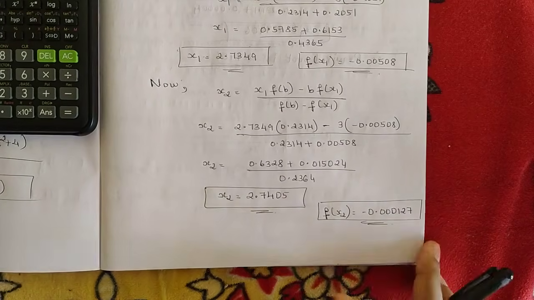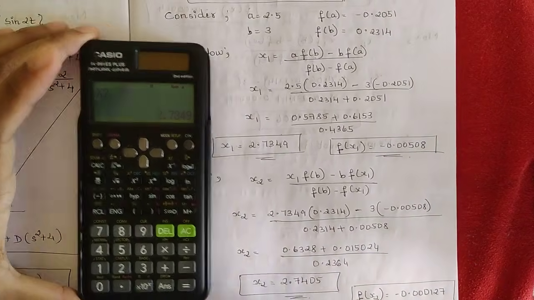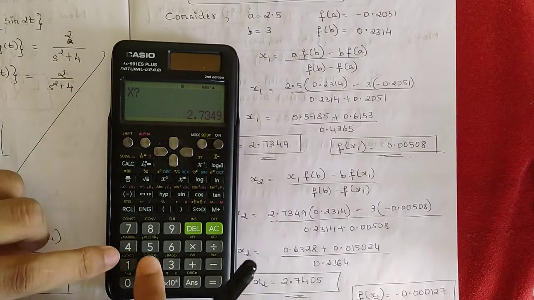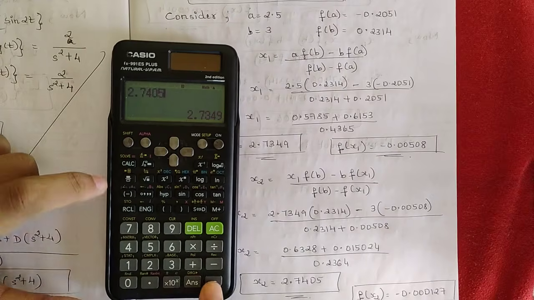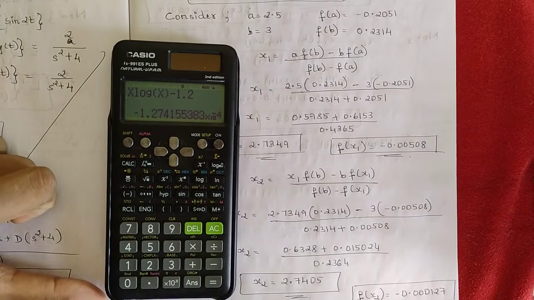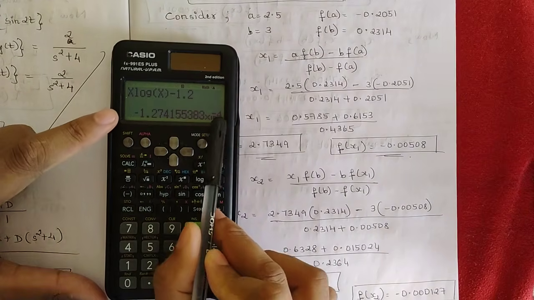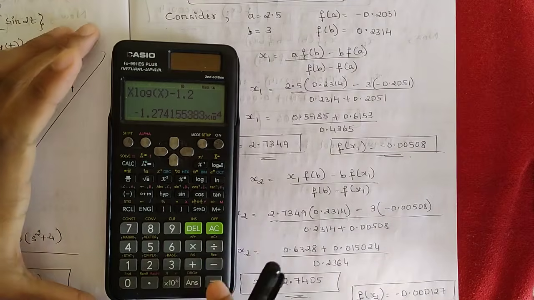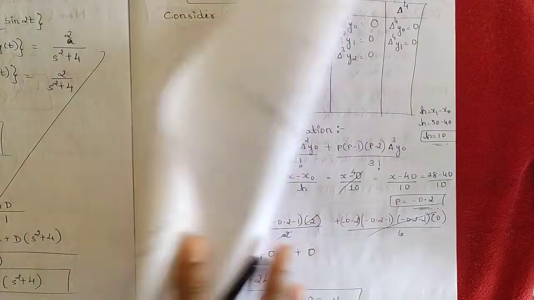Now again f of x2: in the same equation, substitute this value. I have kept the x value as it is, in this case 2.7405. So this is the new answer which I have got, that is 10 to the power minus 4, so minus 0.000127. So this is after the second iteration.